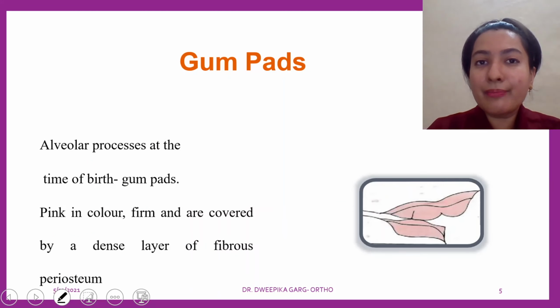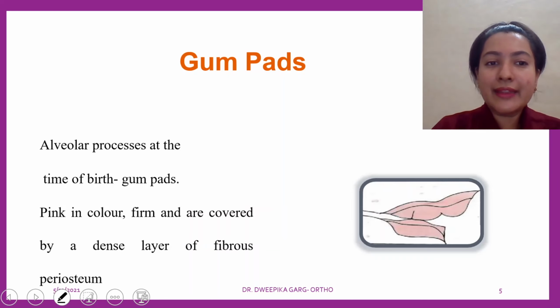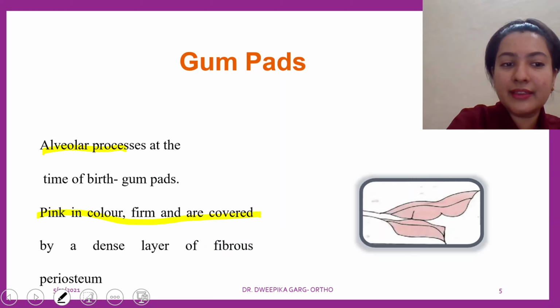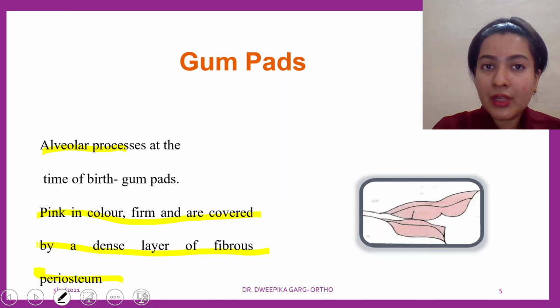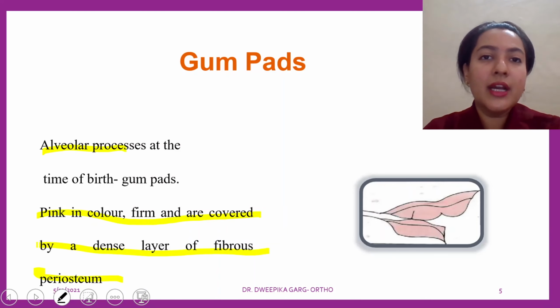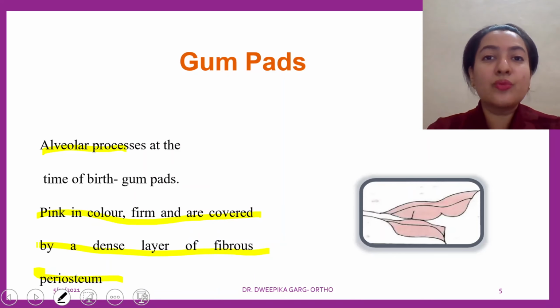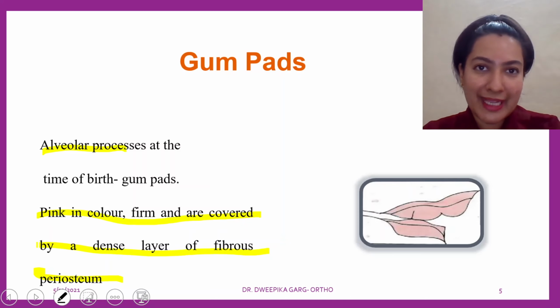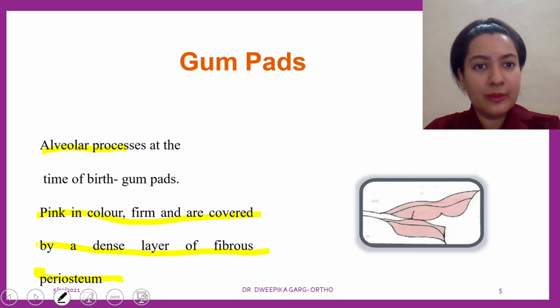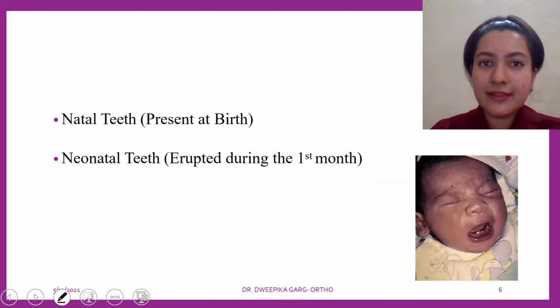Things which you need to remember in gum pad, basically that these are the alveolar processes. They are pink in color, firm, and they are covered by a dense layer of fibrous periosteum. There are a lot of other things in gum pad which you can go through from the textbook, but what I'm meaning to tell you is to make a background of safety valve mechanism. So there are four periods: neonatal, primary, mixed and permanent. Neonatal consists of gum pads.